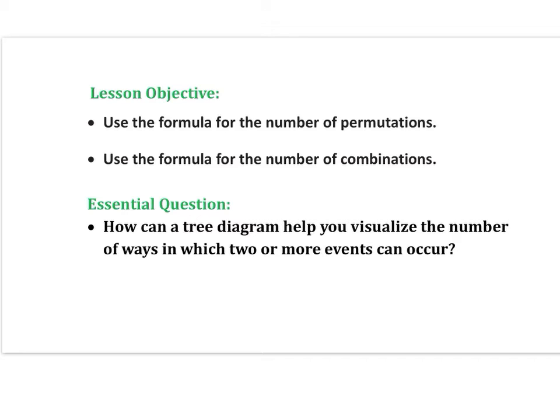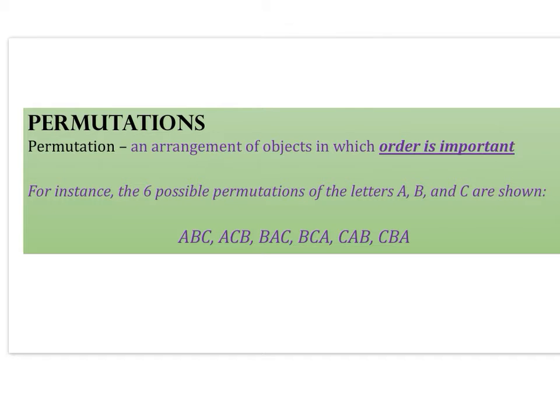So our essential question: how can a tree diagram help you visualize the number of ways in which two or more events can occur? All right, let's learn some vocabulary. Permutations is our first vocabulary word, and it's an arrangement of objects in which order is important. This is bolded and highlighted and underlined. For instance, the 6 possible permutations of the letters A, B, and C are shown.